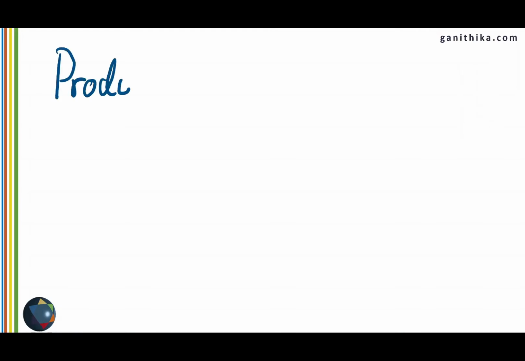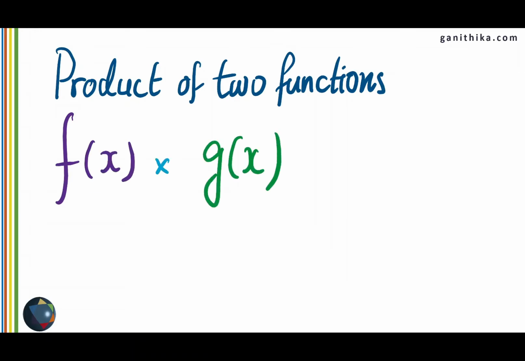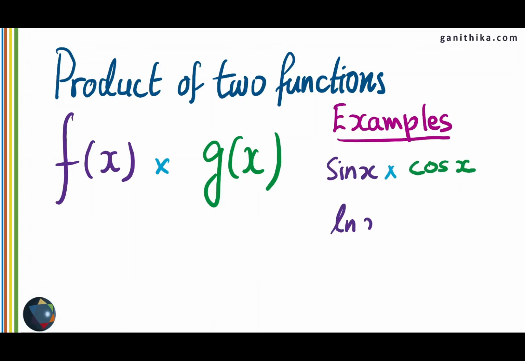First, let's understand what a product of two functions looks like. A product of two functions would be having two different functions multiplied with each other. For example, you can see cos x multiplied by sin x, ln x multiplied by square root x, e to the power of x multiplied by sin x. You can see two different functions here, two distinct functions which are multiplied with each other.